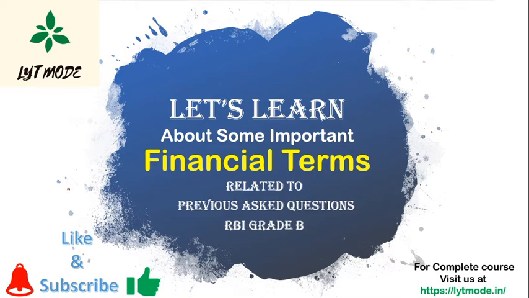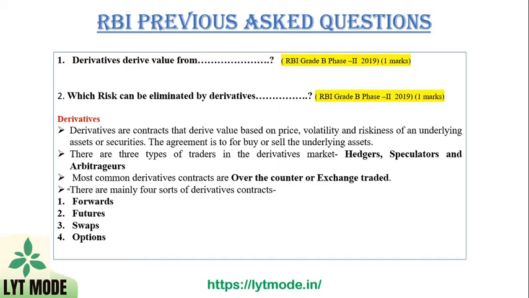So we will start the financial terms, and first we will discuss which questions were asked in the previous exams. The first question is: derivatives derive value from what? This question was asked in the RBI Grade B Phase 2 2019 for 1 mark. And the second question is: which risk can be eliminated by derivatives? There are many risks which can be eliminated by derivatives, and this question was also asked in RBI Grade B Phase 2 2019 for 1 mark.